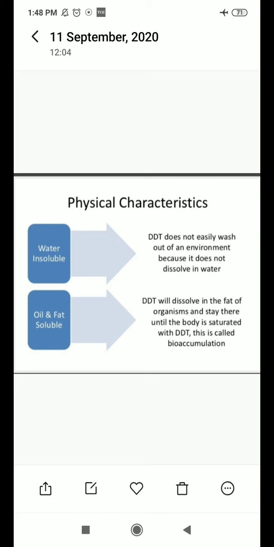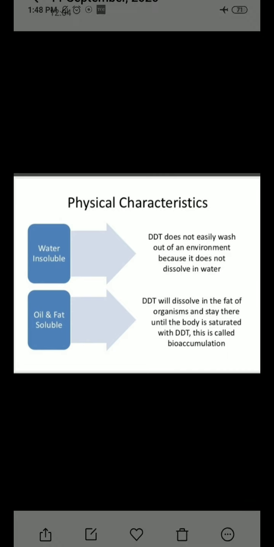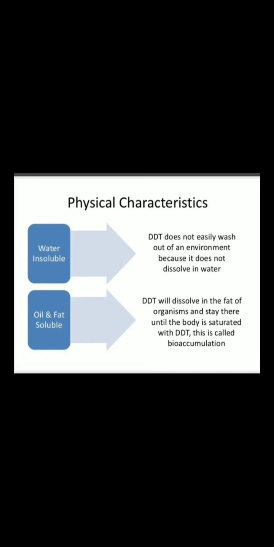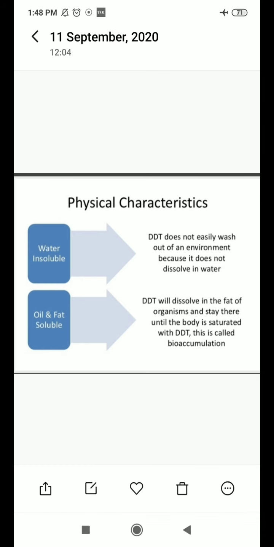Then, it is oil and fat soluble. DDT will dissolve in the fat of organisms and stay there until the body is saturated with DDT. This is called bioaccumulation. Bio means living things. Accumulation means a particular compound, drug or chemical gets accumulated in the body. This is bioaccumulation.